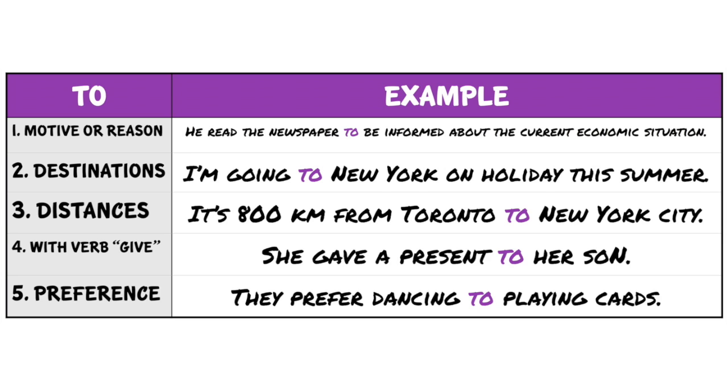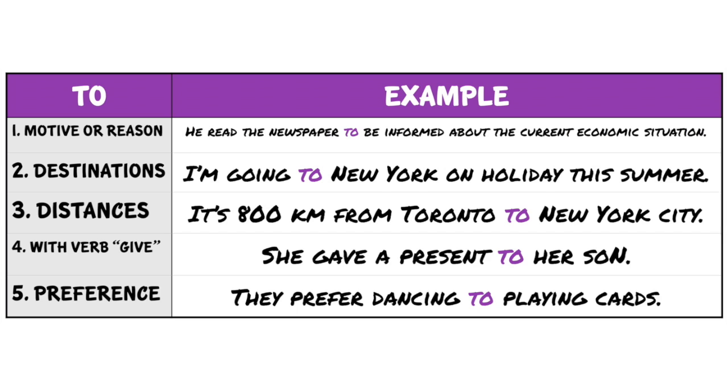Now, we use to also for destinations. So, obviously, we use it with the verb to go. And the example is, I'm going to New York on holiday this summer. So, remember destination and obviously the verb go to.